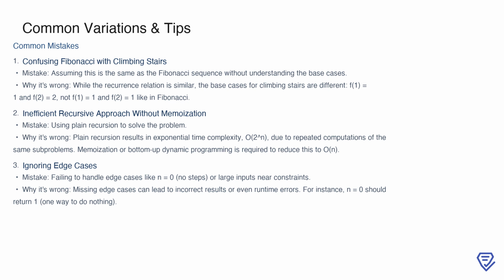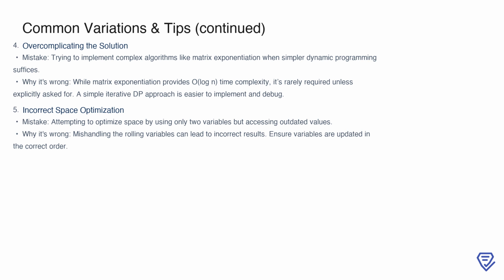To avoid this inefficiency, memoization or a bottom-up dynamic programming approach should be used, both of which reduce the time complexity to O(n). Lastly, edge cases should not be ignored. For instance, when n equals 0, the answer should be 1, representing the one way to do nothing. Failing to handle such cases can lead to incorrect results or even runtime errors, especially for large inputs near the problem's constraints.